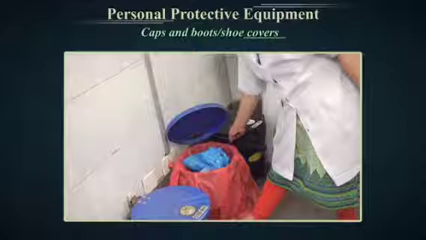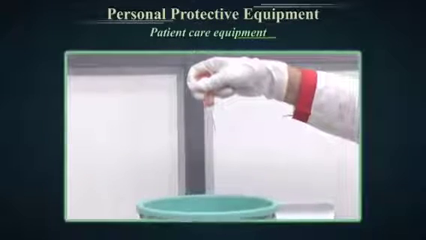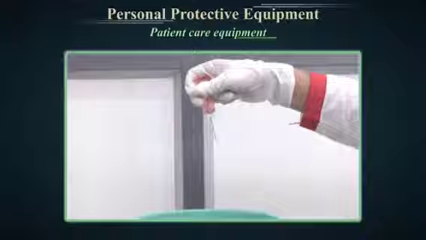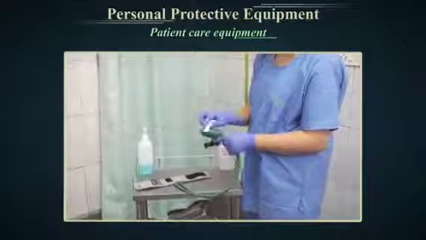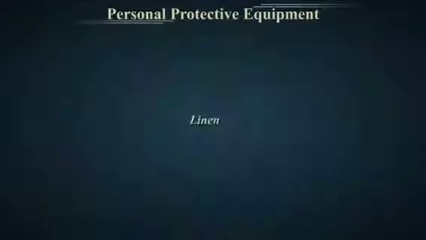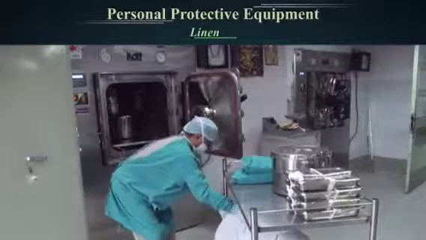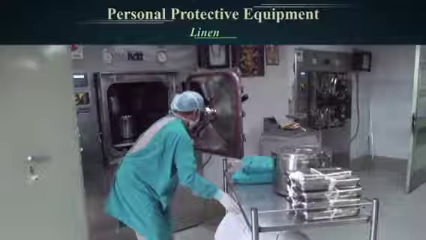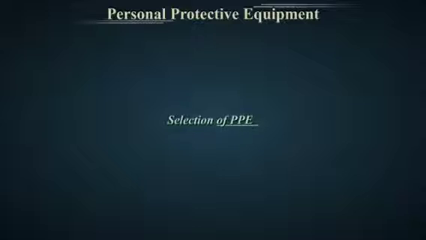Clean reusable boots. Patient care equipment. Handle patient care equipment soiled with infectious materials with care in order to prevent exposure to skin and mucous membranes, clothing, and the environment. Clean and disinfect all reusable equipment as per manufacturer's instructions. Linen. Handle, transport, and process used linen that is soiled with infectious material with care and ensure that there is no leaking of fluid.